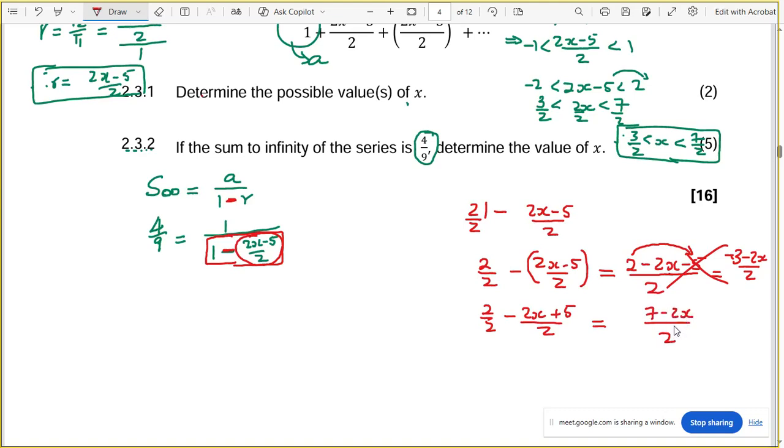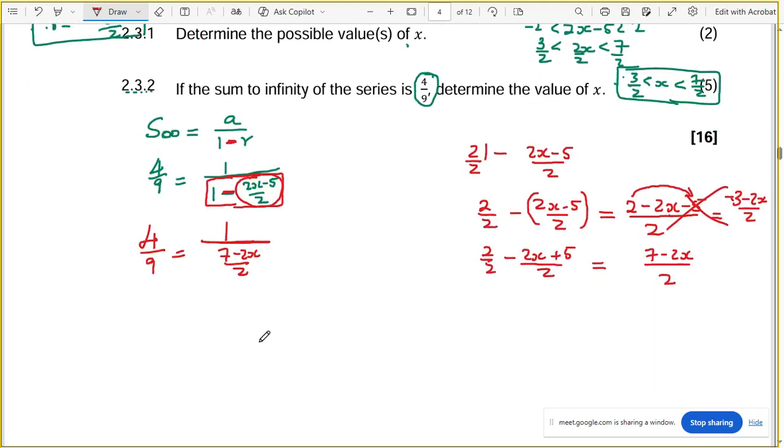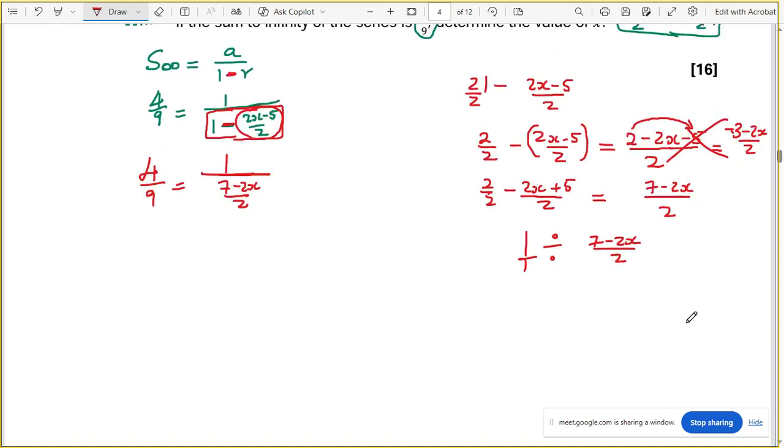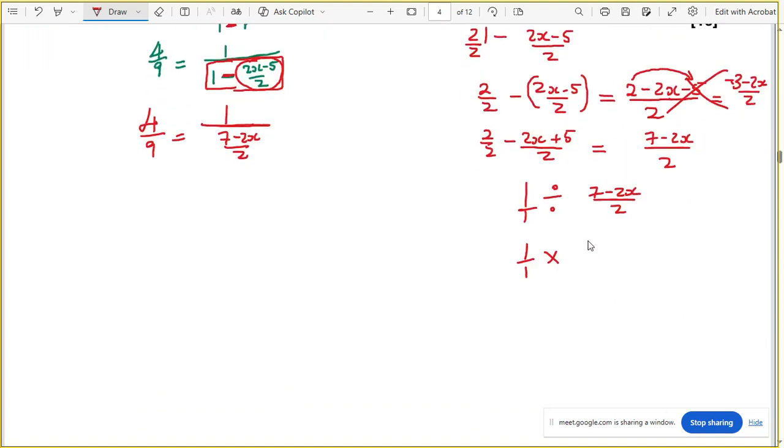You understand? Yes. So this should be 4 over 9 equals 1 over 7 minus 2x over 2. Now you understand how we got that 7 minus 2x over 2. But now, if I have 1 divided by 7 minus 2x over 2, I need to change the division into multiplication. Remember, the 1 is over 1, so I multiply this by 2 over 7 minus 2x. You interchange that part. Your numerator becomes a denominator, and the denominator becomes a numerator. Are you following? Yes, sir.